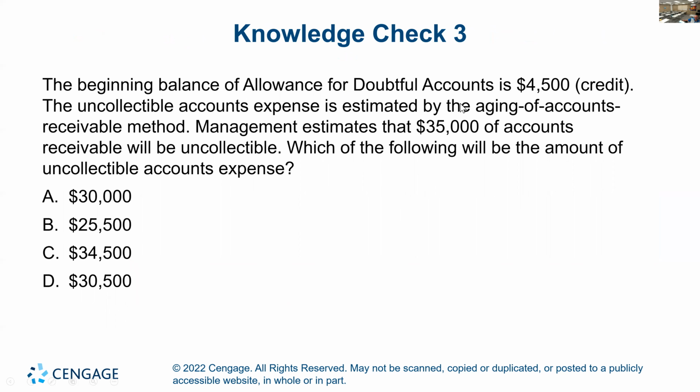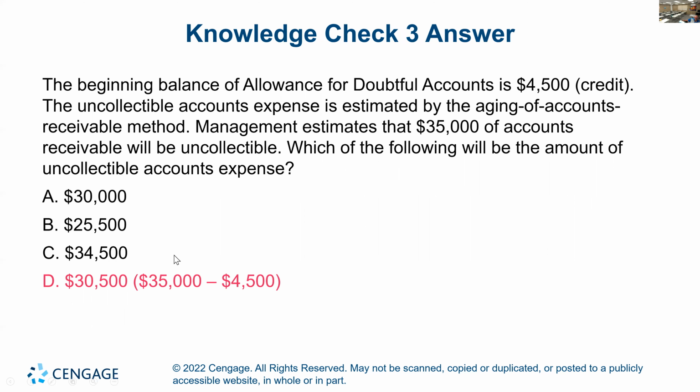Okay, so the allowance for doubtful accounts has a 4,500 credit. On the aging, we estimate 35,000 of the accounts receivable will be uncollectible, which will be the amount of the account's expense. So we have 4,500 credit. We need 3,500 credit at the end. So in order to make that happen, we only need to make a journal entry of 35 or 34,500. Oh, that was just horrible math on my part. 30,500. Yeah, the 3,500 minus the 4,500.